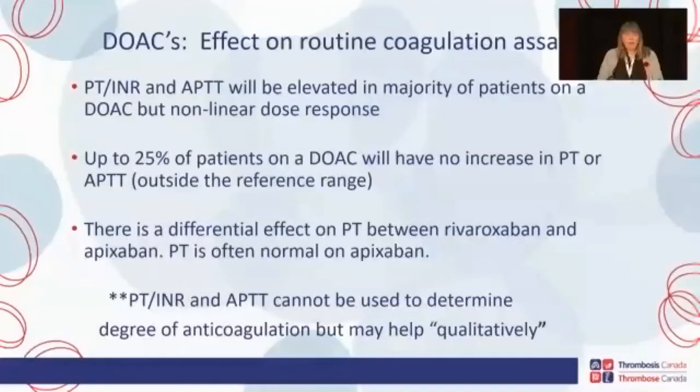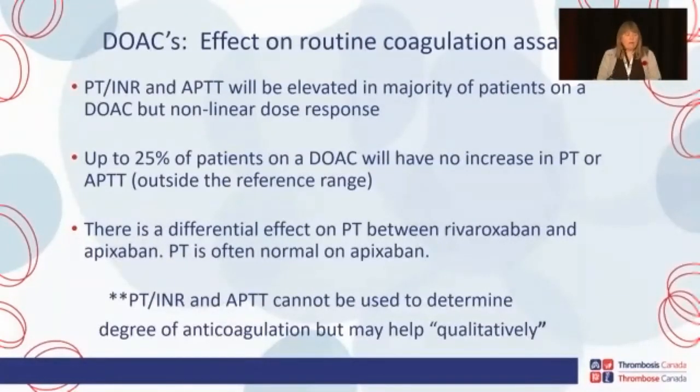So as a reminder, in the DOACs, their effect on the routine coagulation testing that you've ordered is variable, all right? So the majority of patients on a DOAC will have an elevated PT and or APTT, but it is not in a linear dose response, all right? About a quarter of your patients on a DOAC will have no increase in your PT or PTT outside of the reference interval, all right? Doesn't mean they're not at the top end. I'm not suggesting that, but they're technically not outside of the reference interval.